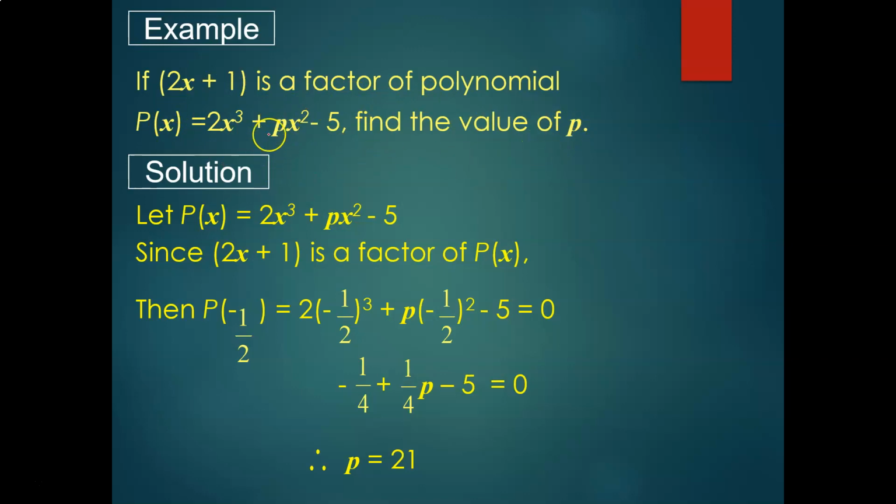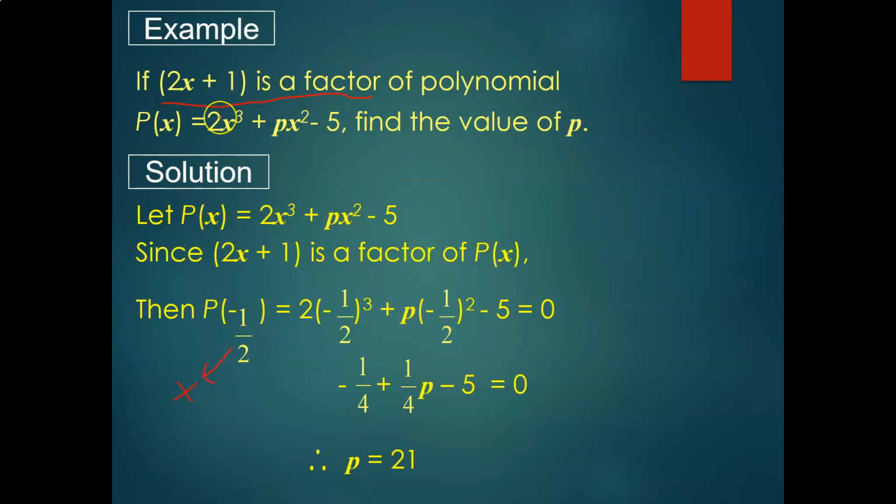So you have p over here. We still don't know the coefficient, right? So you need to find the coefficient of x squared. We let this one be our p, since it's already given that 2x plus 1 is a factor of p(x). So we can rearrange to obtain our x. So x equal to negative 1 over 2.